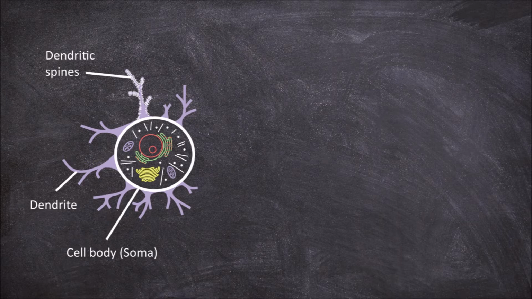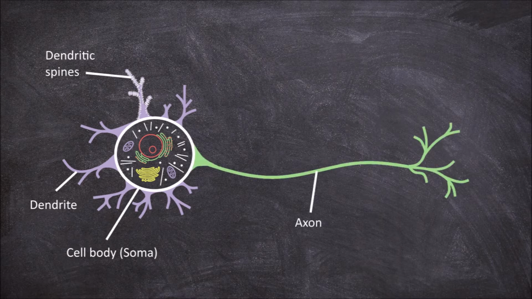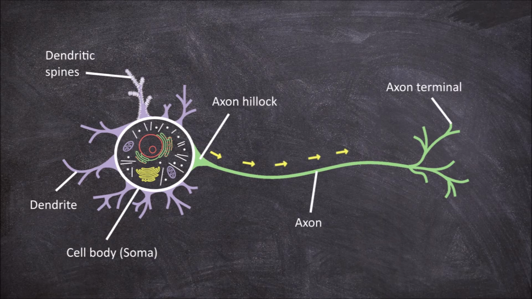The second kind of extension is the axon. There is usually only one axon present. The point at which the axon connects with the cell body is called the axon hillock. Axons are much longer and usually lack any branching along their length, but instead branch at the end. The ends of these branches are called the axon terminals. The axon is involved in taking information away from the cell body.